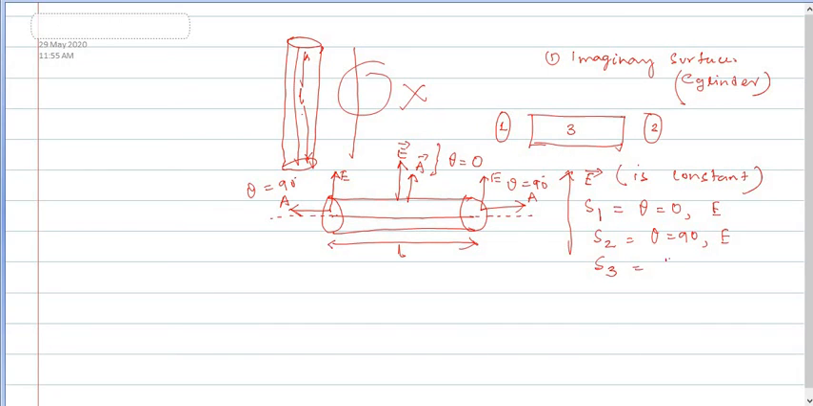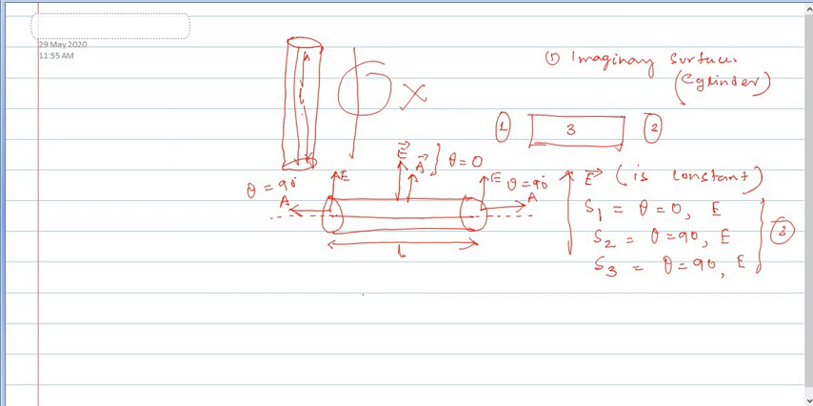Surface 3, theta is equal to 90 degrees, intensity is equal to E. Now this covers our step 2. So this is our step 2. We can define E and theta for every surface. Very simple.